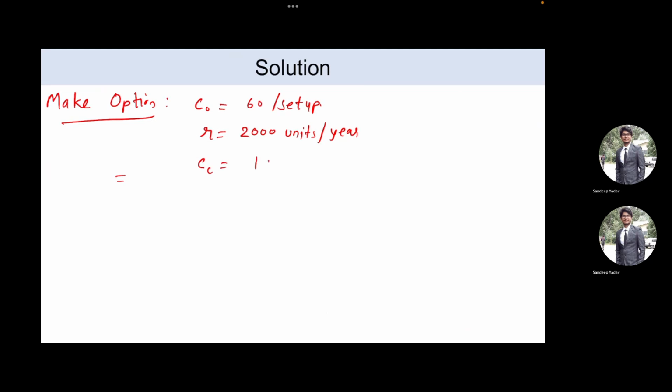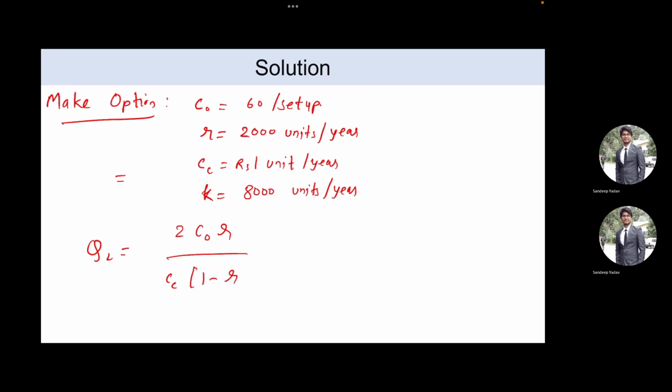CC is rupees 1 per unit per year. K is 8000 units per year. Now we should see what is the minimum economic production size. Economic production size will be calculated as the square root of 2 into C naught into R divided by CC into 1 minus R by K. It is economic production size.